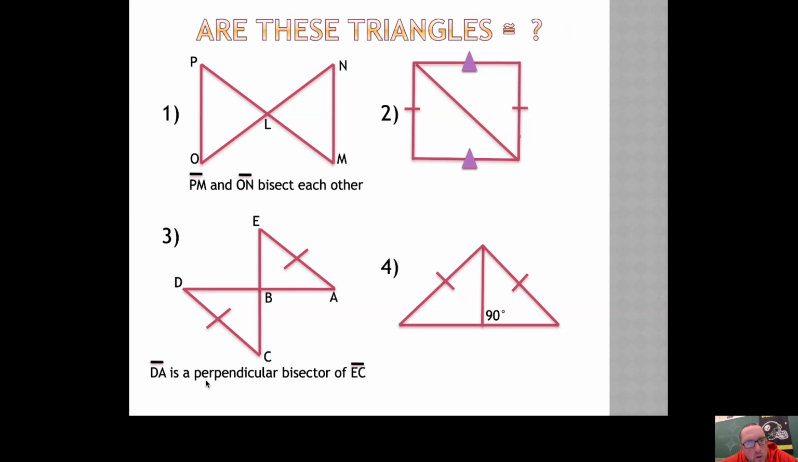It's called HL. It's the same thing as the ASS arrangement, except it's with right angles. When that happens, the two triangles are congruent. So we call that HL, for hypotenuse leg. So are these triangles congruent?